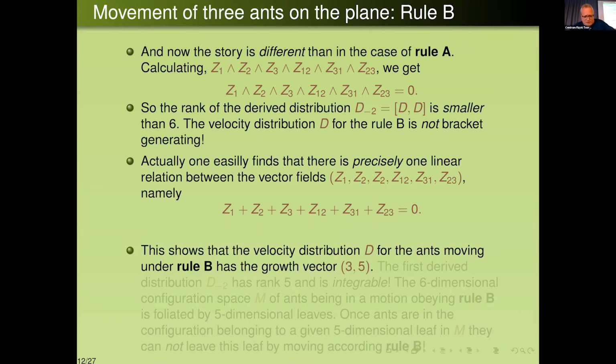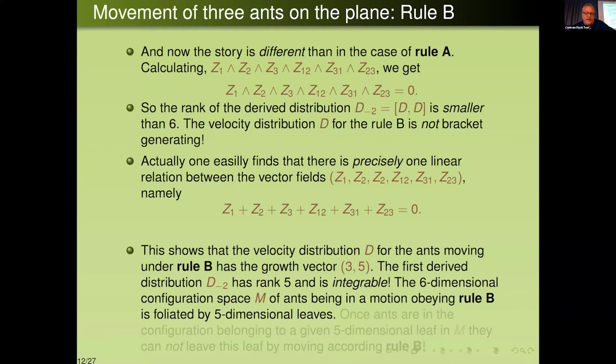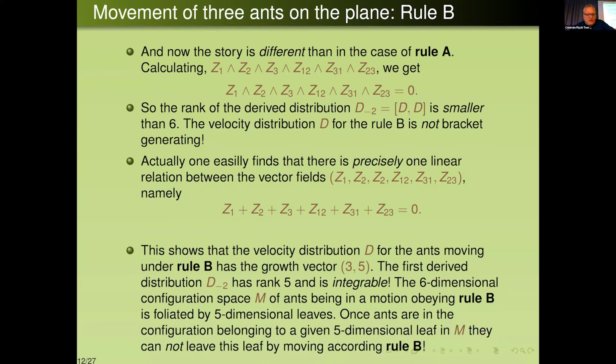So I repeat, this shows that the velocity distribution for the ants moving under rule B has the growth vector 3, 5. Remember that there is this possibility, 3, 5. The first derived distribution has rank 5 and is integrable. The 6-dimensional configuration space M of ants moving obeying rule B is foliated by 5-dimensional leaves. And once ants are in a configuration belonging to a given 5-dimensional leaf in M, they cannot leave this leaf by moving according to rule B. So they are confined to these leaves, right?